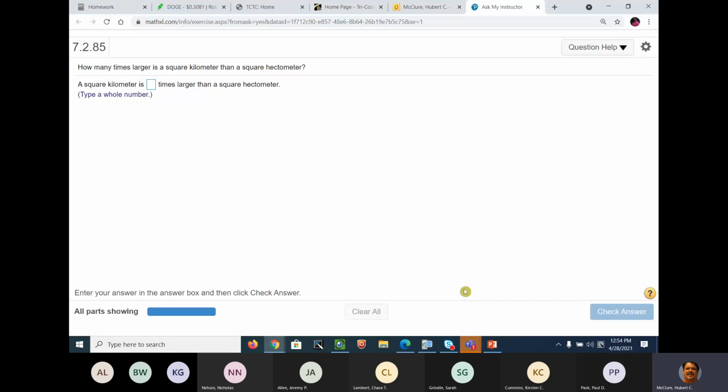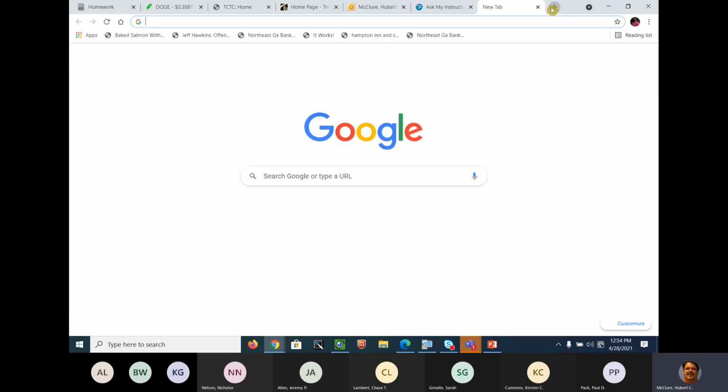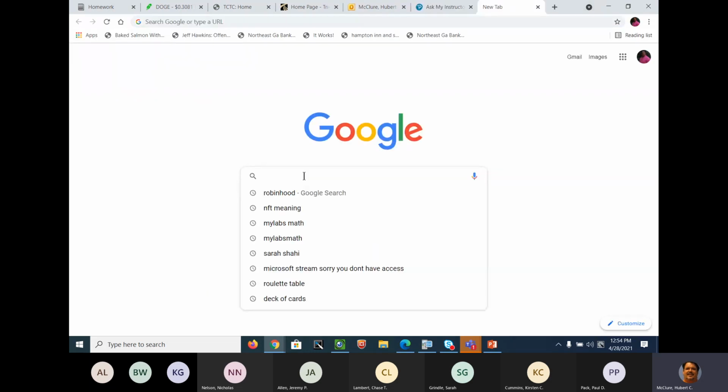Number 28 on 7.2. How many times larger is a square kilometer than a square hectometer? Why do they ask this question? You have to have the conversion for a hectometer, and I don't know the hectometer. Let me pull up hectometer for y'all. I don't know if it's in the book, but it's easier for me just to find it so I can give it to you.